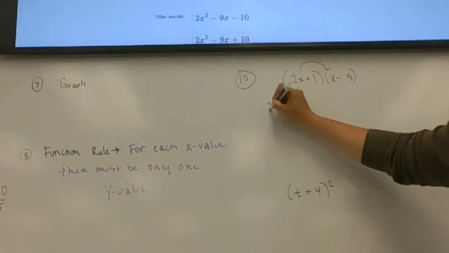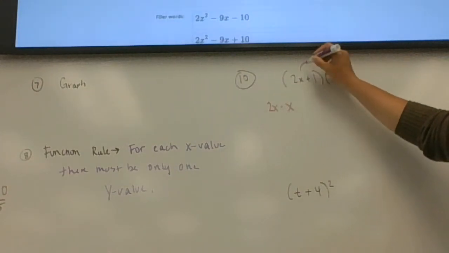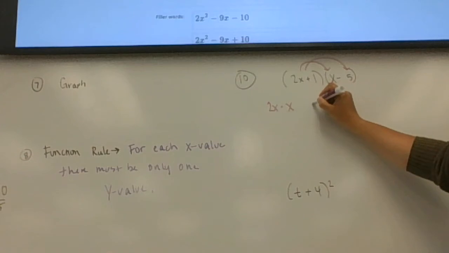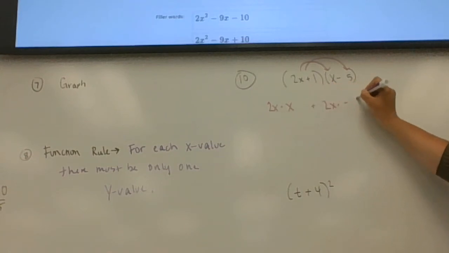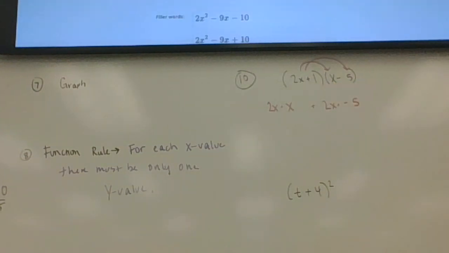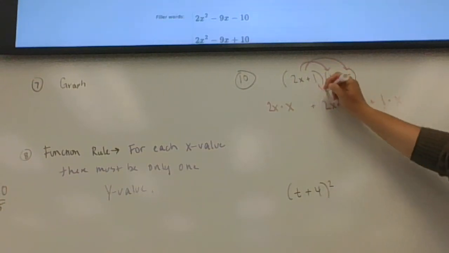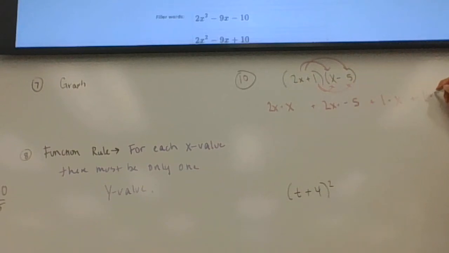2x times x. 2x times -5. Do the first and then the outer, distribute the 2. And then 1 times x. And then 1 times -5.